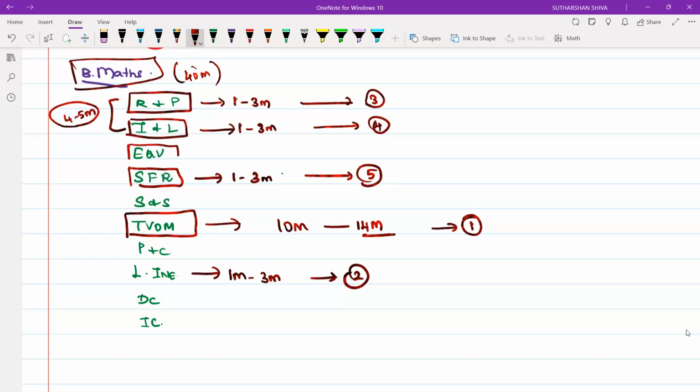And then we will be focusing on equations. 4 marks to 6 marks from this equation chapter. This is your sixth priority you are giving. On the sixth level you are doing this equation.